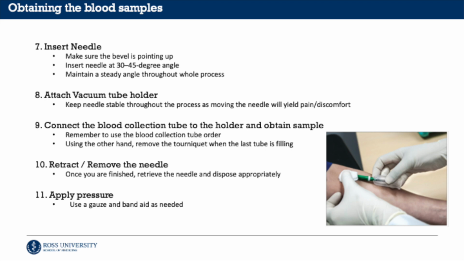You'll then attach the vacuum tube holder, keeping the needle stable throughout the process, as moving the needle will cause pain or discomfort to the patient. Connect the blood collection tube to the holder and obtain your sample. Using the other hand, remove the tourniquet when the last tube is filling. Retract and remove the needle. Once you are finished, retrieve the needle and dispose appropriately. You will then apply pressure using a gauze and a Band-Aid as needed.